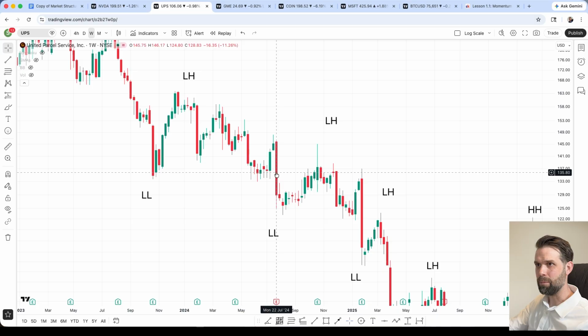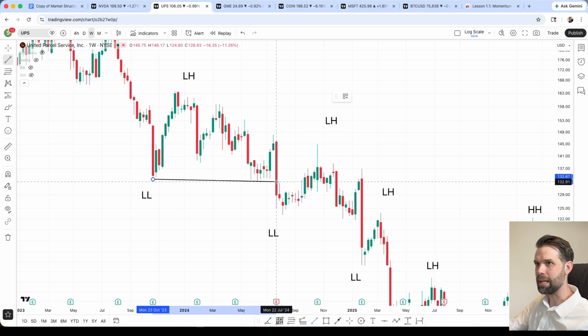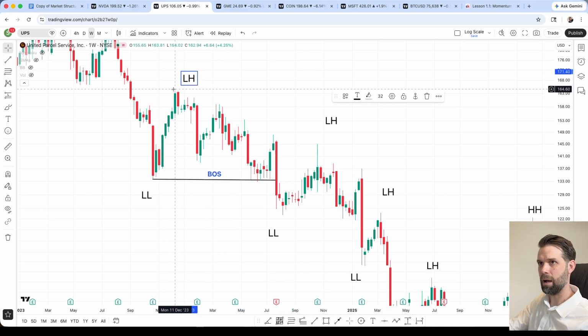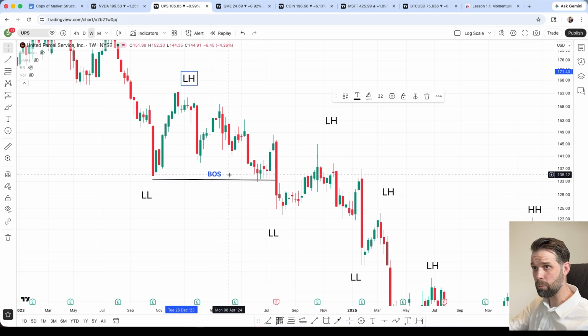So this red bearish candle, when it closed below this low, what do we have right there? That is a BOS. That is a BOS. The way we've labeled it here, if this is our high and that's our low, and then we have another low here, we have a break of structure.